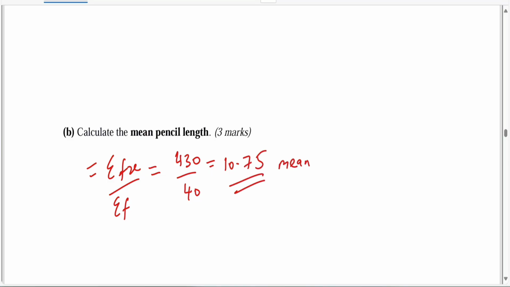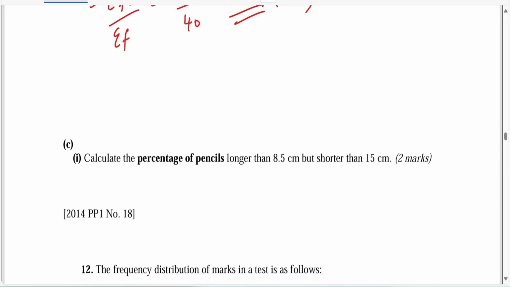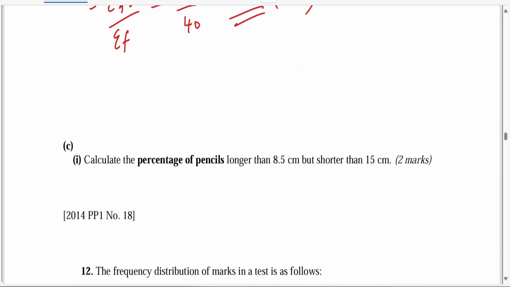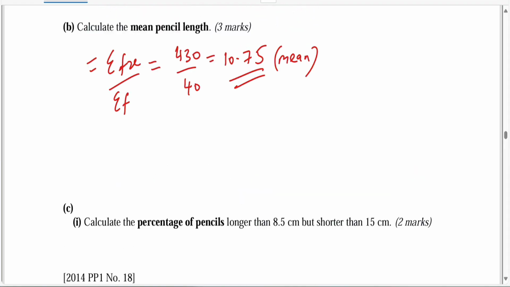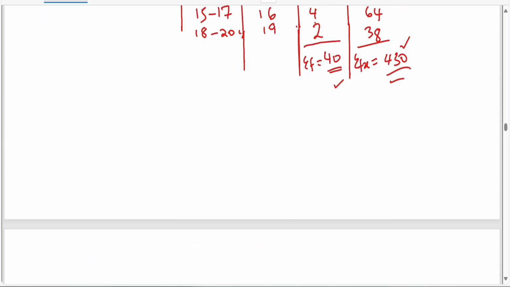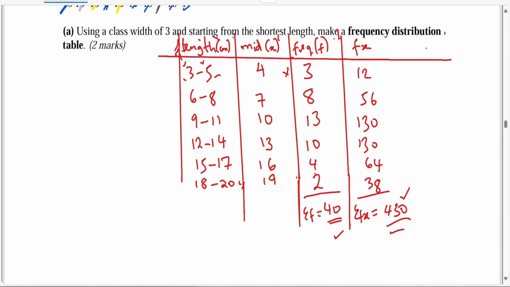So do you see, a very easy question. So nadhani kuna also another question, and the last question being calculate the percentage of pencils longer than 8.5 centimeter but shorter than 15 centimeter. So you don't need to draw a cumulative frequency for that also. So umeambiwa longer than 8 centimeter but shorter than 15 centimeter. So ukiangalia class gani is longer than 8 centimeter.